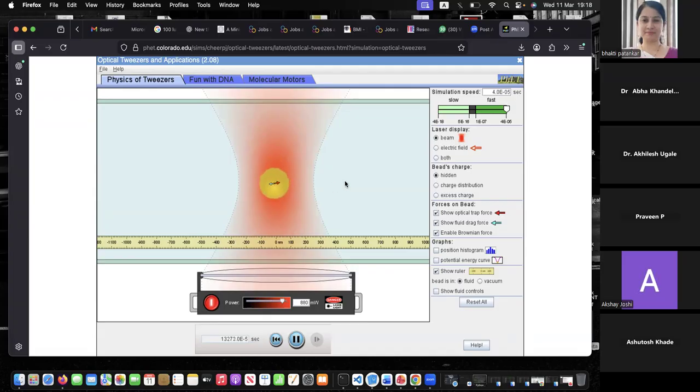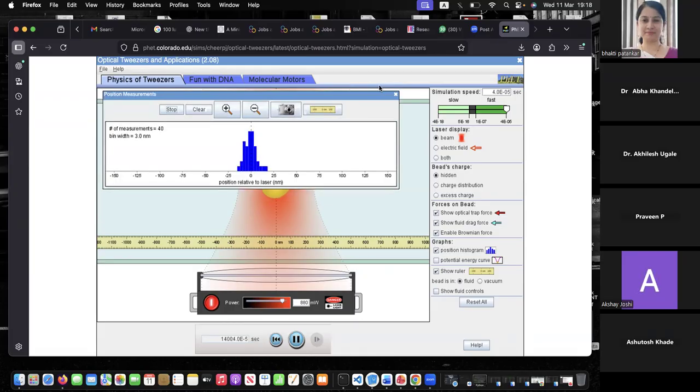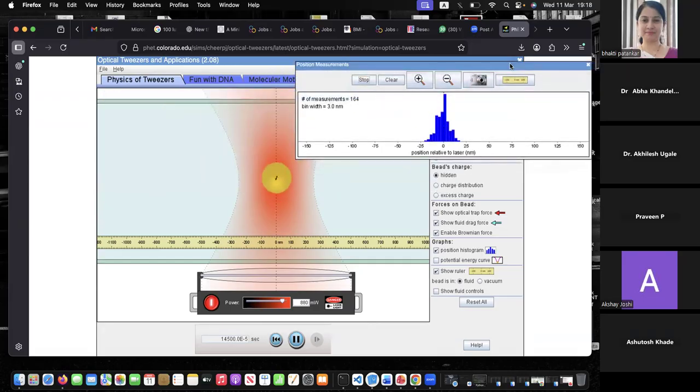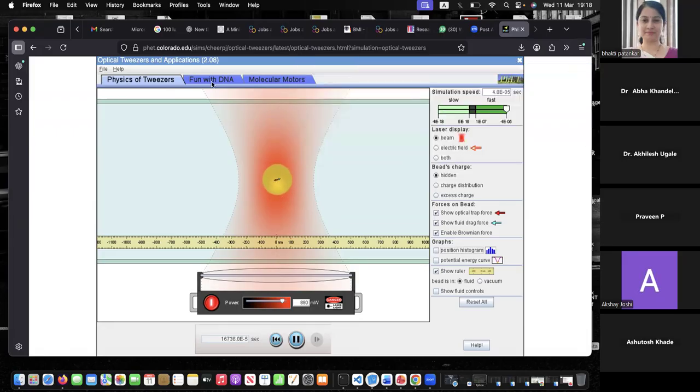So this tells us something about the trapping. And here we can bring up a position plot, which will tell us how the bead is behaving within the trap, and based on the positions here, you can compute the trap stiffness. Now there are other sections here.